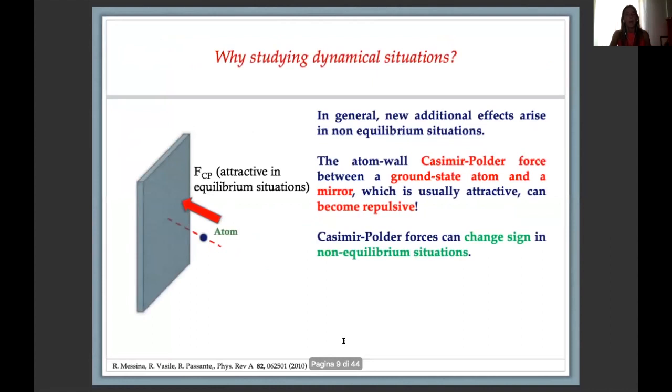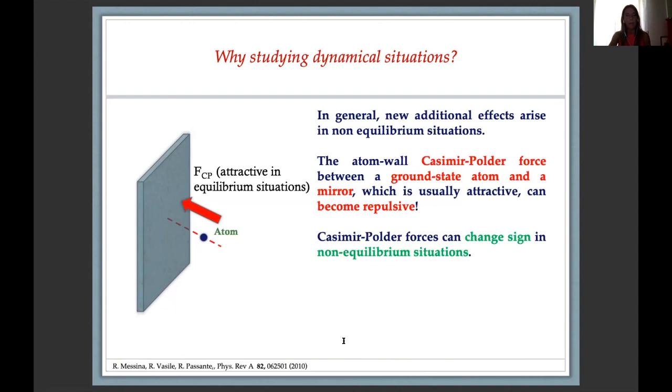We expect this modification because, in general, new additional effects arise in non-equilibrium situations. For example, if we consider the Casimir-Polder force between a ground state atom and a mirror, we find that in a static situation, this force is attractive. But if we investigate this force in a non-equilibrium situation, for example, during the self-dressing processes of the atom, we find that this force can be changed qualitatively, showing oscillation in space, and it can also become repulsive. So in non-equilibrium situations, the Casimir-Polder forces in general can change qualitatively and also change sign, becoming repulsive, for example.